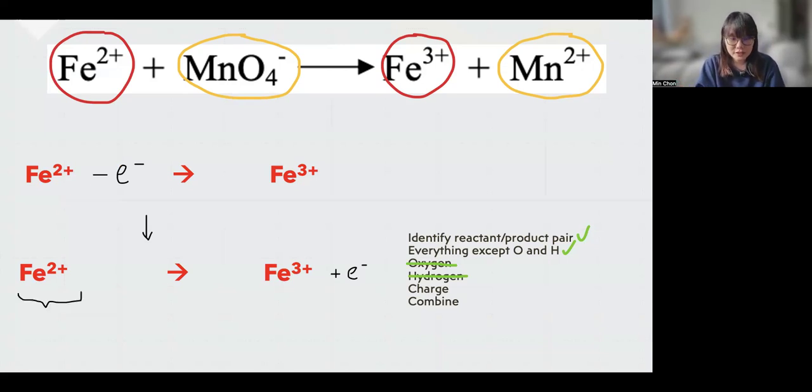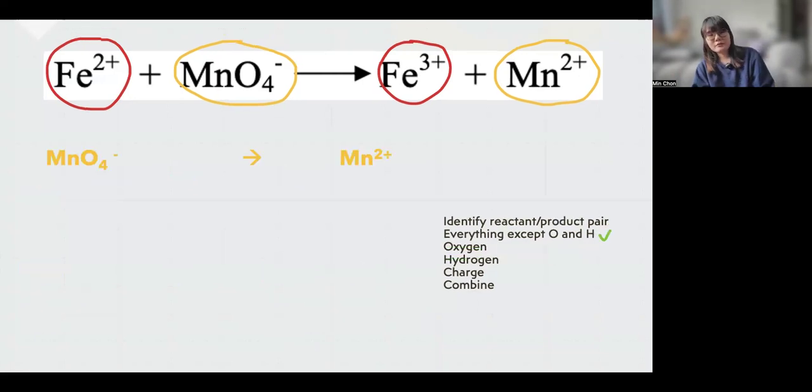How do we show that the charge is balanced? On the reactant side, the charge is +2. And then on the product side, it is 3+ and -1 because of the electron's negative charge. Total is +2. So we have balanced the charge here as well.